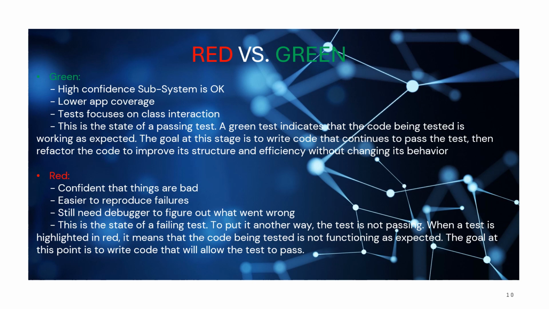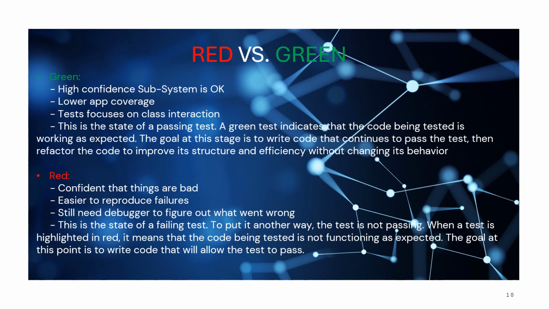Red versus green. Green is high confidence the subsystem is okay. Lower app coverage. The test focuses on class interaction. This is the state of a passing test. A green test indicates that the code being tested is working as expected. The goal at this stage is to write code that continues to pass the test, then refactor the code to improve its structure and efficiency without changing its behavior.